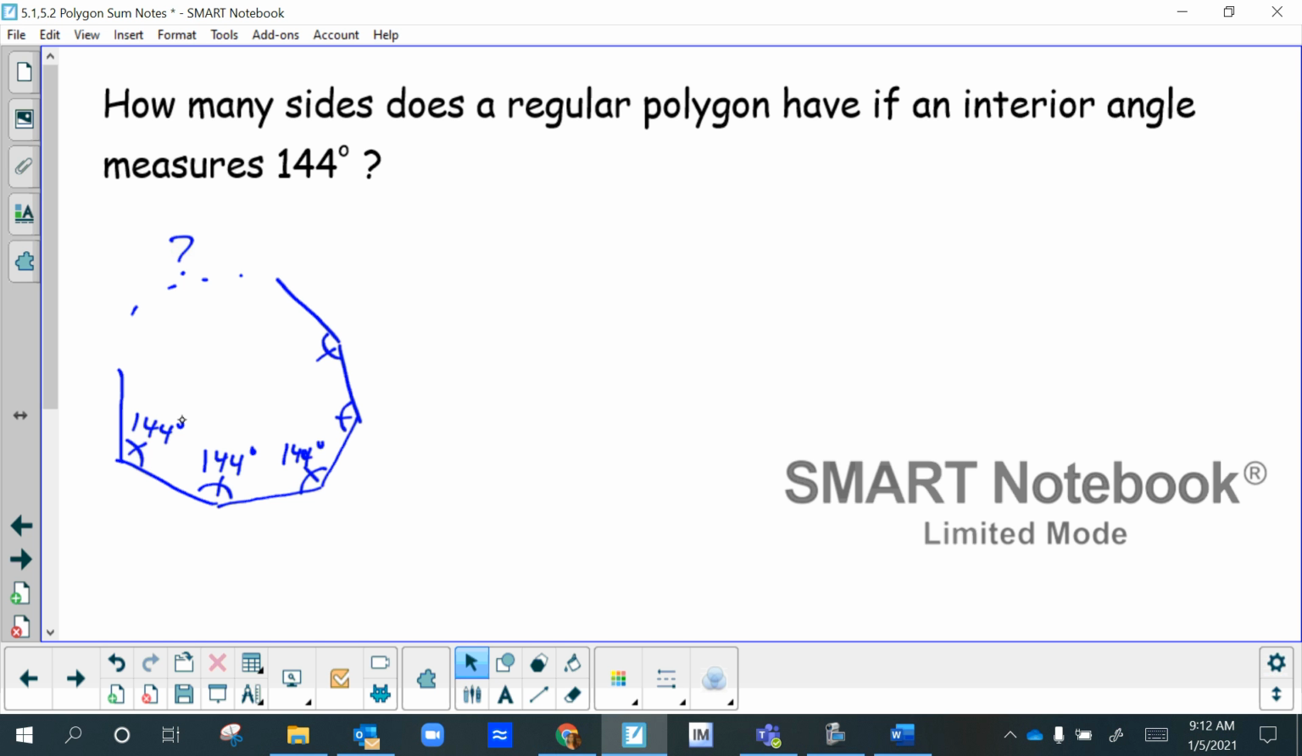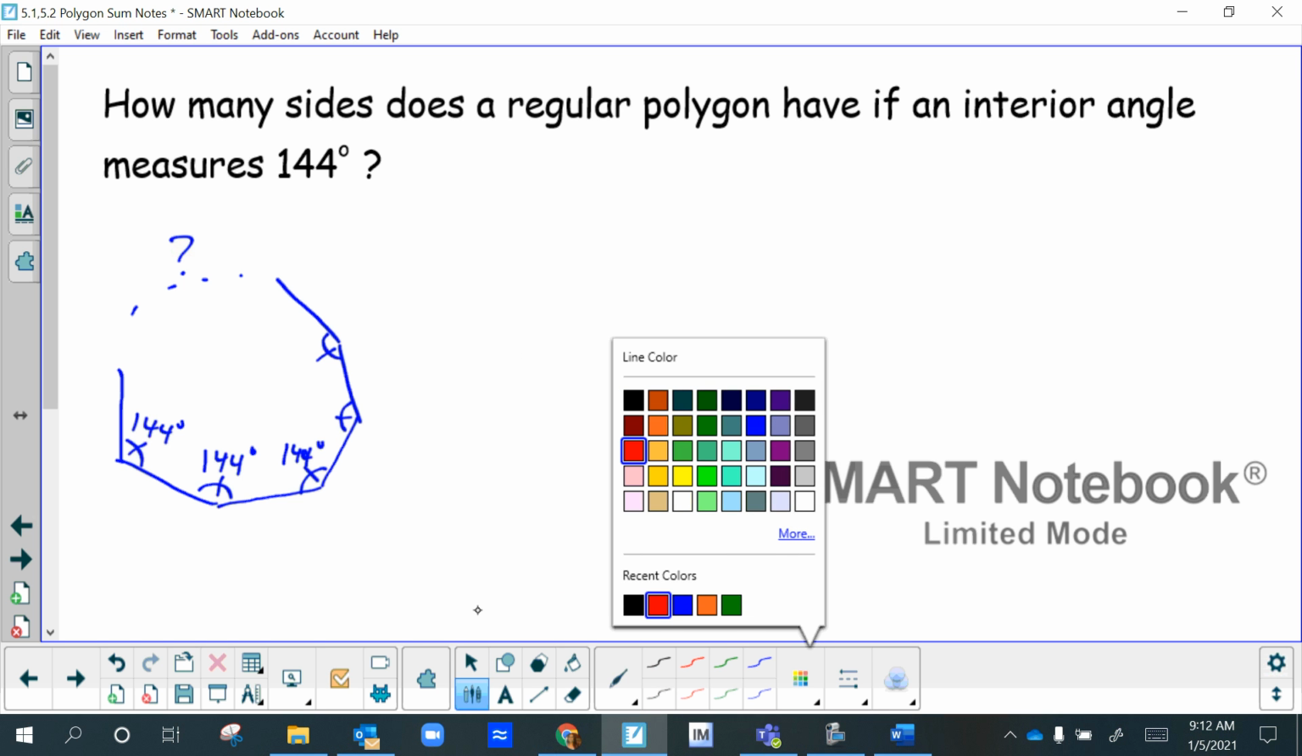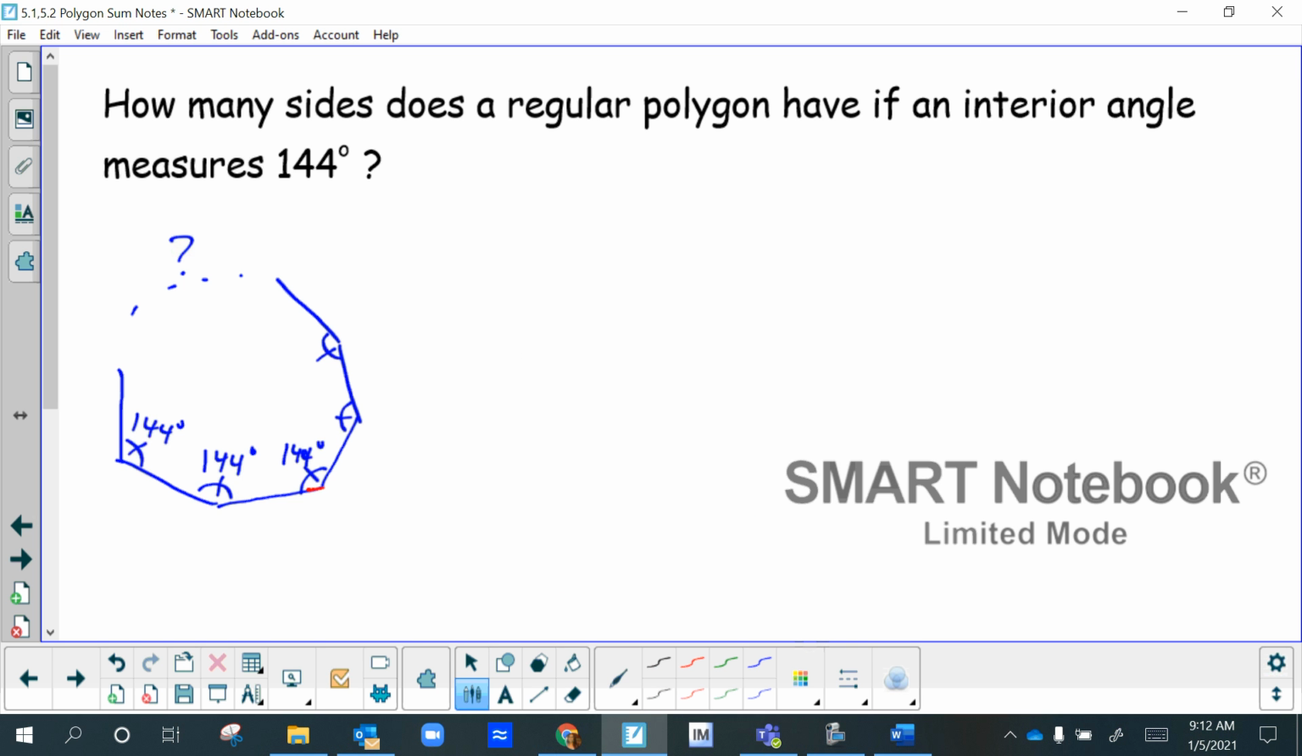So it says, how many sides does it have? We don't know how many sides it has. All we know is that, okay? So I'm going to show you the easiest way to do this, okay? Remember, what was the easy thing we learned today? The easiest thing we learned today was the exterior angle sum. So if I extend this exterior angle, I should be able to get that. Remember, they're all the same. Okay, that's an exterior angle and that's an exterior angle. All of these are exterior angles.